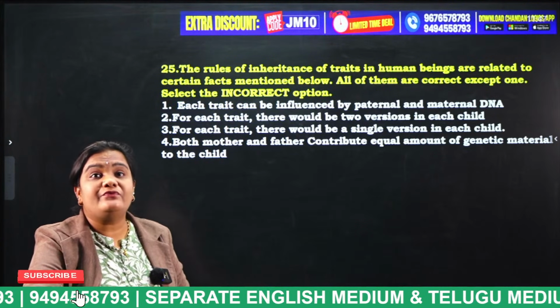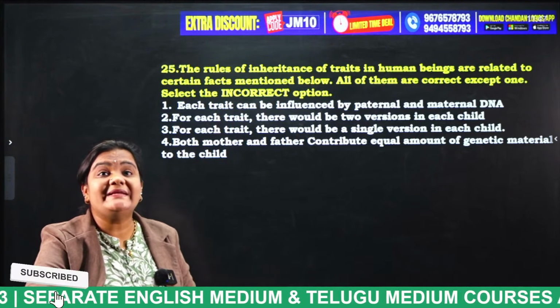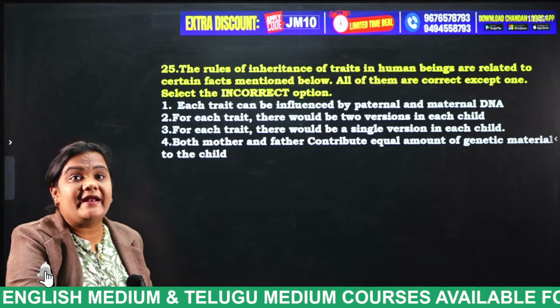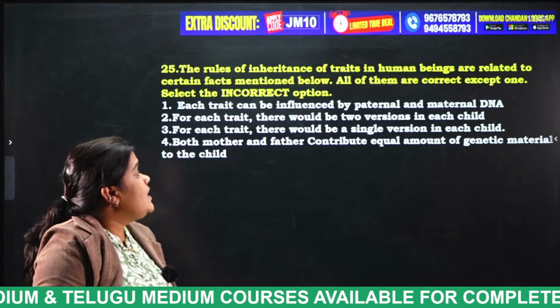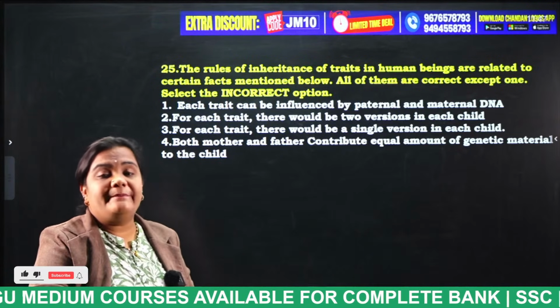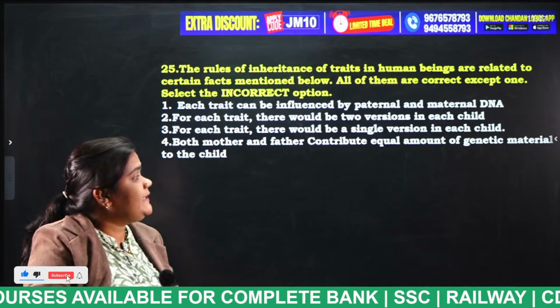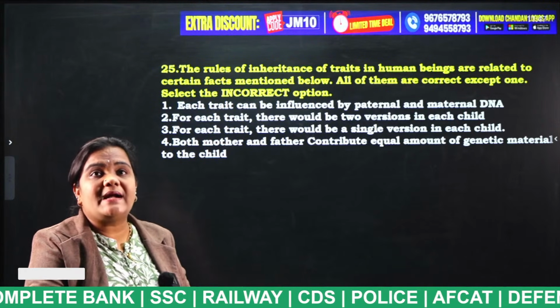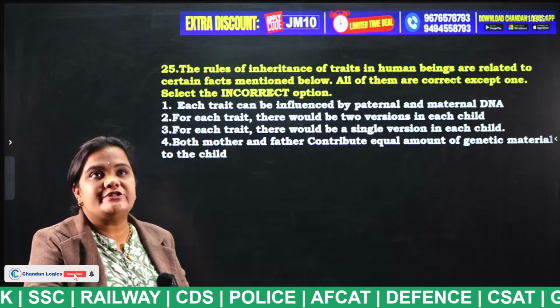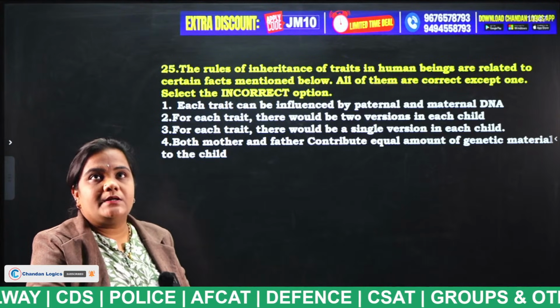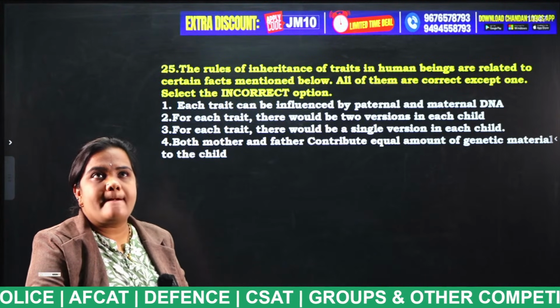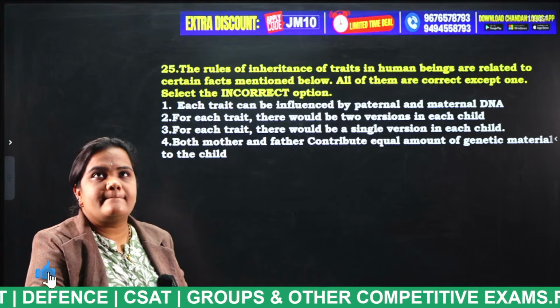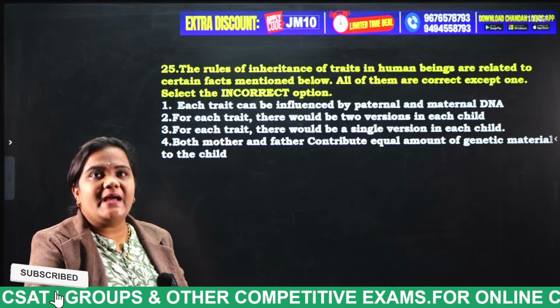In the given 4 options, identify the incorrect one. Incorrect one. That is correct, students. From both the parents, equal genetic matter will be taken. So that is the correct option, which is not the correct statement in the given 4 statements. Tell me. Option A or B or C.